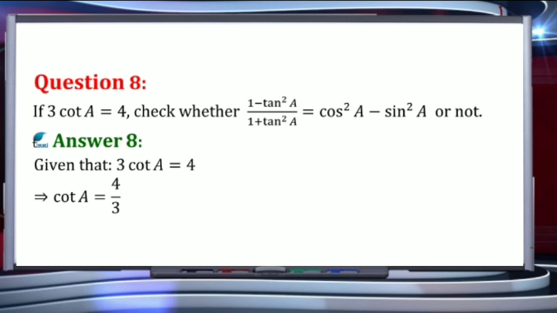Next, question number 8 is, if 3 cot A is equal to 4, check whether 1 minus tan square A over 1 plus tan square A is equal to cos square A minus sin square A or not. So students, here we already have the value of cot A, which is 4 by 3. So that means we have the value of base and perpendicular. So we will consider base as 4k and perpendicular as 3k.